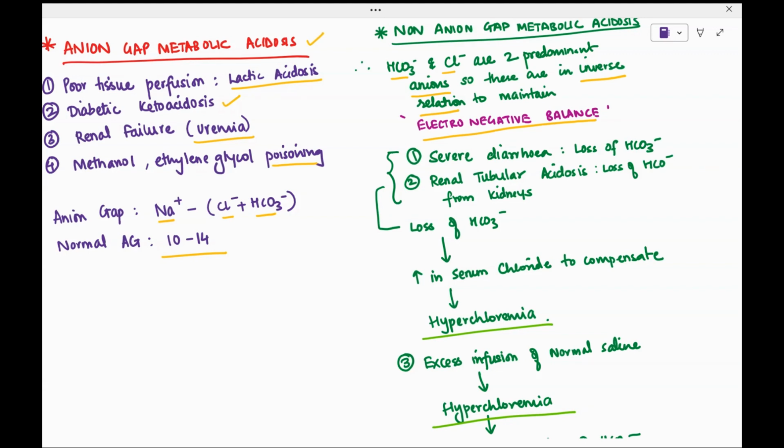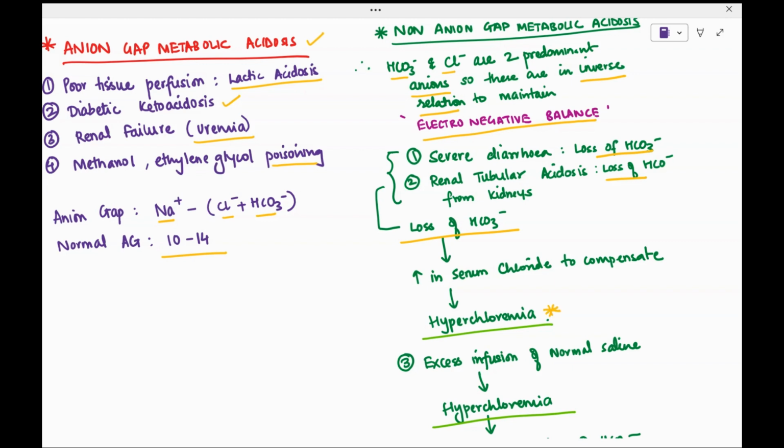The three main causes of NAGMA: first is severe diarrhea, where there is loss of bicarb from the GI tract, and renal tubular acidosis, where there is loss of bicarb from the kidneys. So here, the main thing that happens is loss of bicarb. There is an increase in serum chloride to compensate for this loss of bicarb. So there is hyperchloremia. Okay.